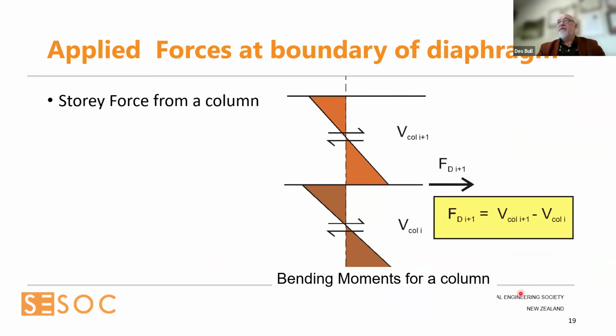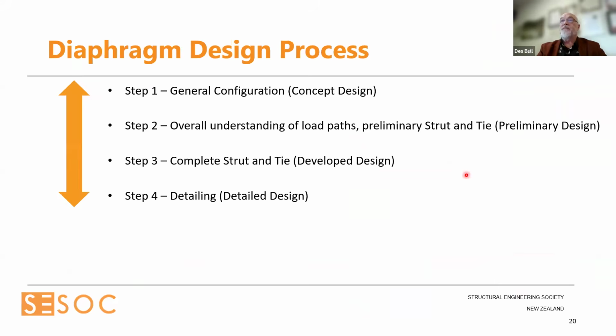Here's an example of what we mean. We have a shear force in the column above, in the positive sense, a shear force in the column below, and the difference in the two shears above and below is the force that's going in or out of that column.